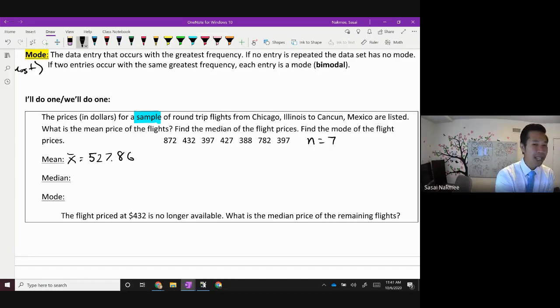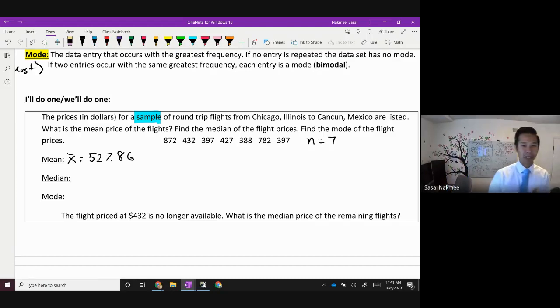Remember, when you're looking for the median, you're looking for the number that's in the middle, okay? You might say, well, it's the number that's in the middle, so I'll just pick the one in the middle right here. No, don't do that. If you're looking for the number that's in the middle, put it in order first, and then get the number that's in the middle, right?